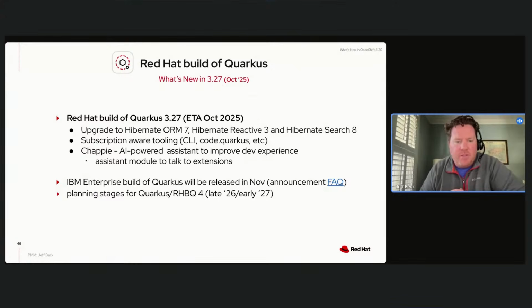I wanted to make you aware also of a couple other things. IBM announced at their Tech Exchange a couple weeks ago its intent to create an enterprise-grade distribution of Quarkus. So this will be the first time another organization has created a downstream distribution. This release, while announced in early October, will be released in November next month. We have an FAQ for both Red Hat internal folks as well as partners if you want to learn more about that. And also planning for Red Hat build of Quarkus 4 is currently underway, and it's expected late next year or early 27. Thank you very much, and I'll turn it over to Jamie.